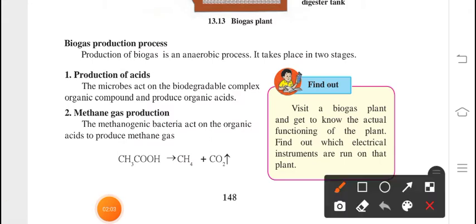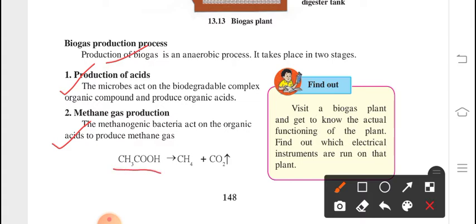Biogas production process. Biogas production is an anaerobic process. It takes place in two stages. First is production of acids. The microbes act on the biodegradable complex organic compounds and produce organic acids. Point number 2, methane gas production. The methanogenic bacteria act on the organic acids to produce methane gas.